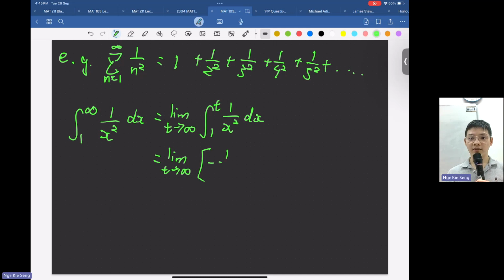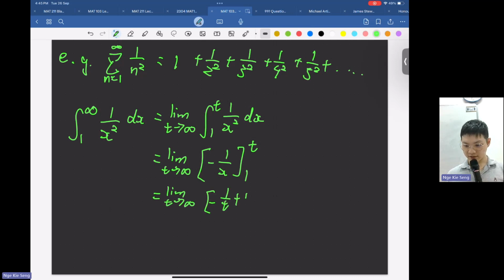Minus 1 over x, from 1 to t. In this case, you take the limit of minus 1 over t plus 1, and this is just 1. So this means that the integral converges. So by the integral test, the infinite series also converges.